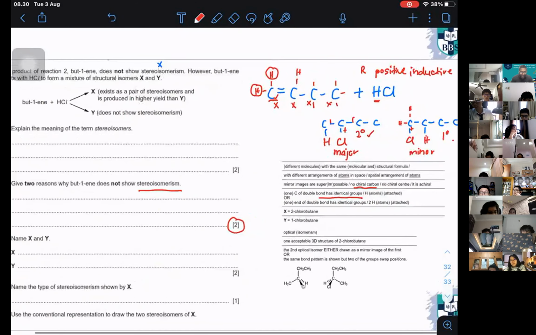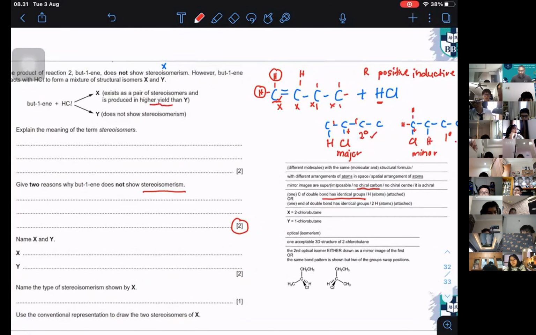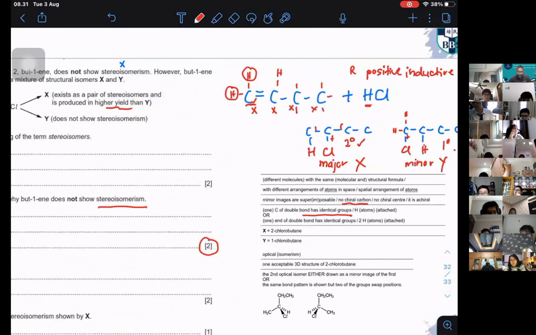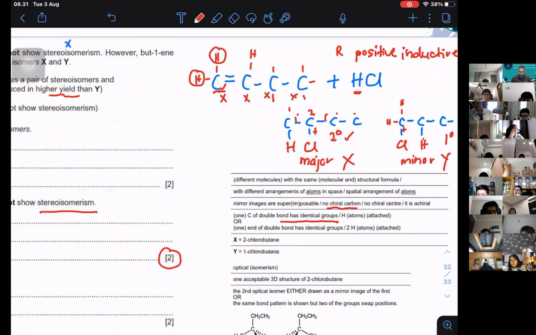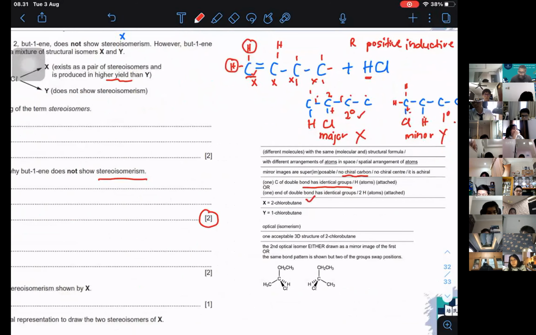Name X and Y. So they say that X is the higher yield. So this is major. So this is X, this is Y. So how do I name X? This is butane. At carbon number 1, carbon number 2, that's chloro. So it's supposed to be 2-chlorobutane. And then this is carbon number 1, 1-chlorobutane.